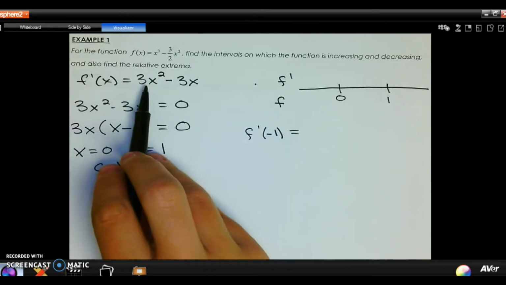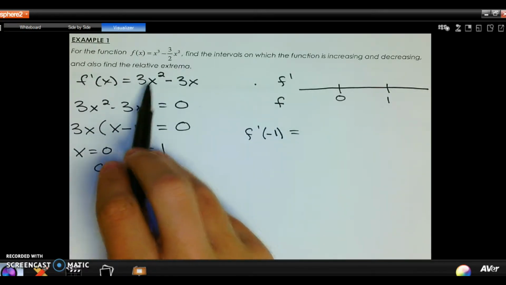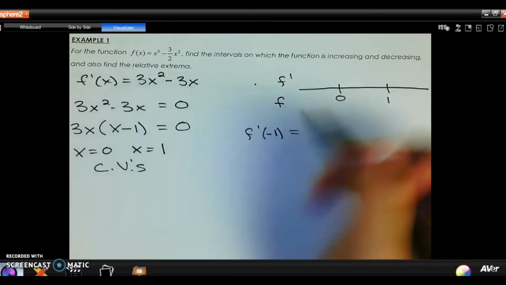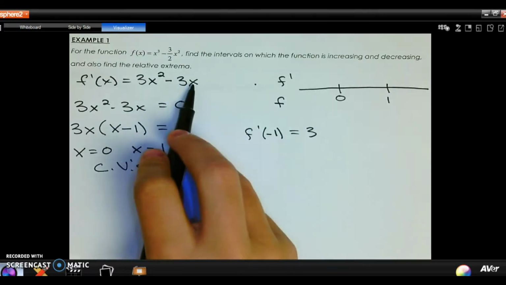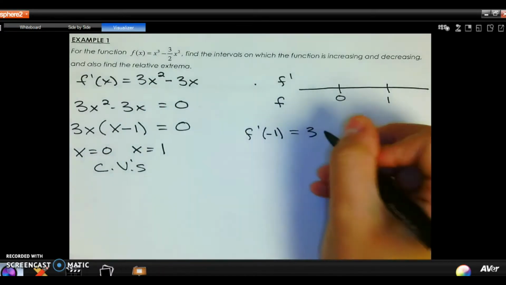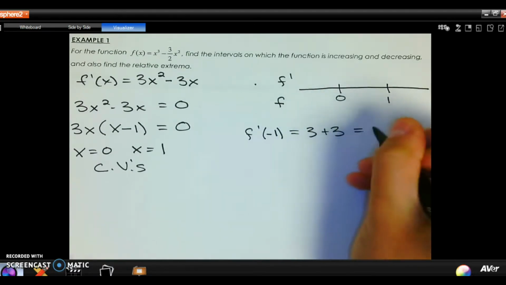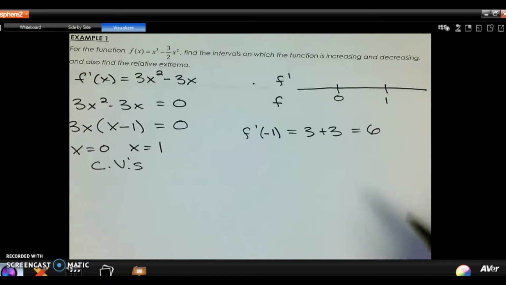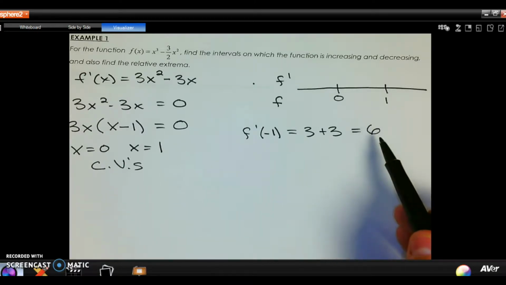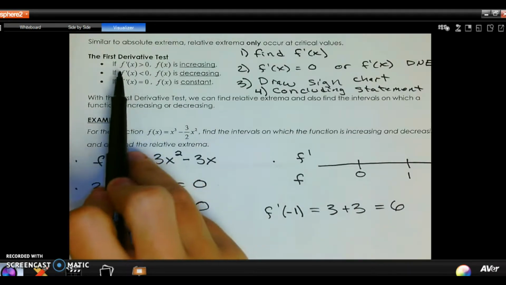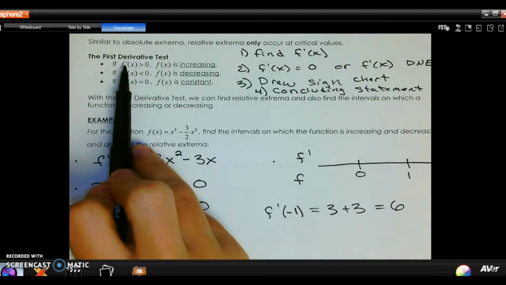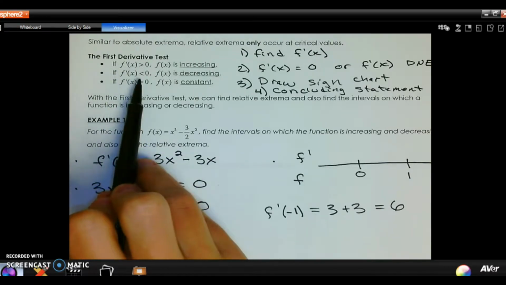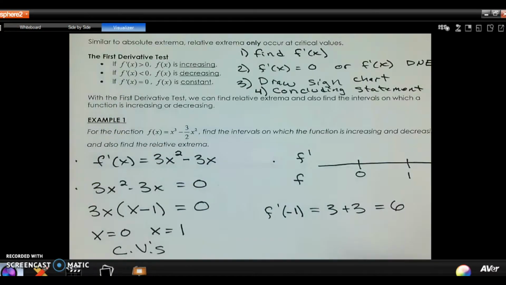Negative 1 squared is 1, times 3 gives me 3. And then negative 1 times negative 3 gives me a positive 3. So here I get 6. Now, I don't actually care about the numeric value of that. The only thing I care about is whether that 6 is positive or negative, because if you remember back up here, this is what the first derivative test tells you. I care if the derivative is positive or negative. That's what's going to tell me what's going on.